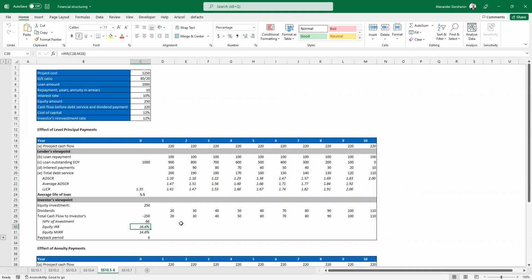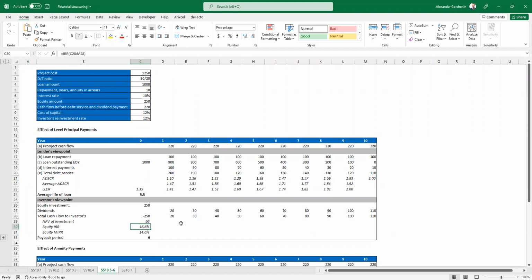Cash flow before debt service and dividend payments is 220 per annum. Cash flow after debt service is all paid out to investors, so nothing is left in the project company. Residual value of the project is nil. Investors' NPV discount rate, the cost of capital, is 12%, and investors' reinvestment rate for the MIRR calculation is also 12%, so no problem with that. The calculation ignores any construction period.